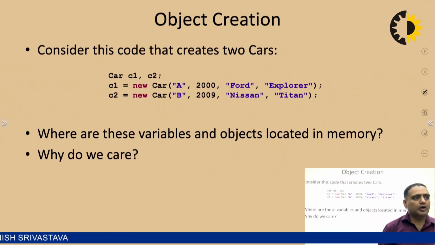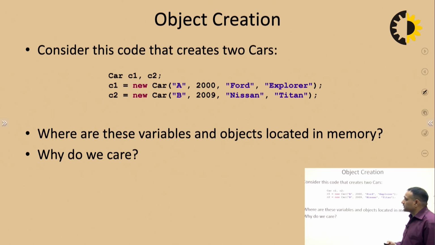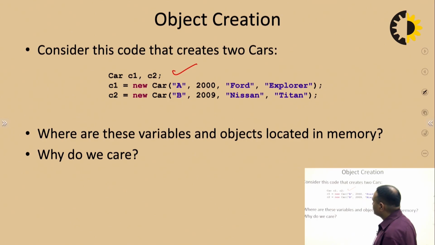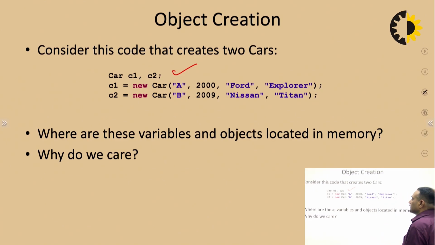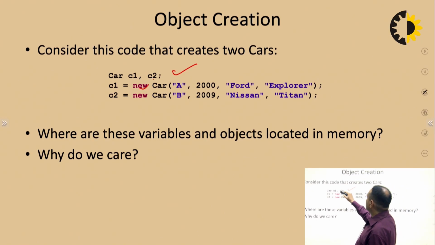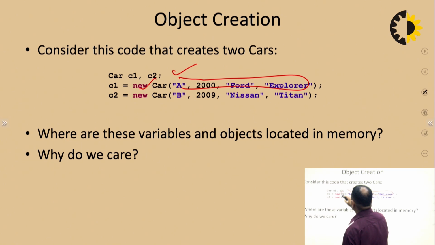Object creation. Consider the code that creates two cars, C1 and C2. Here it is known as the object declaration, and after that, we can allocate the object in main memory through the new operator. At the time of object allocation in main memory, we can assign all the particular parameters to the C1 object, and the data or parameters to the C2 object.